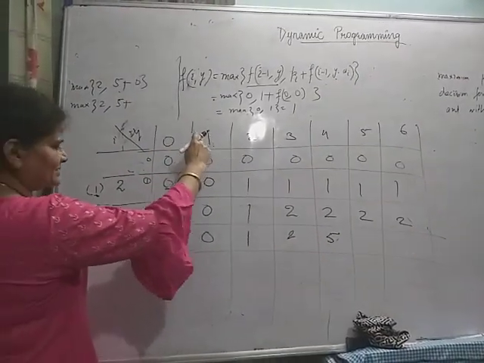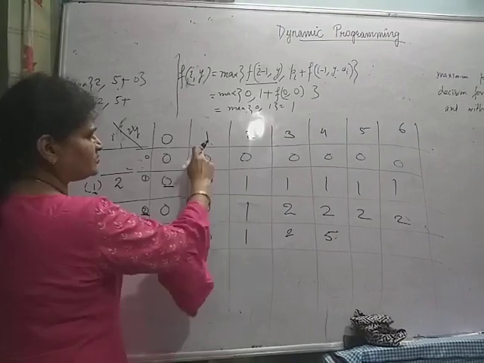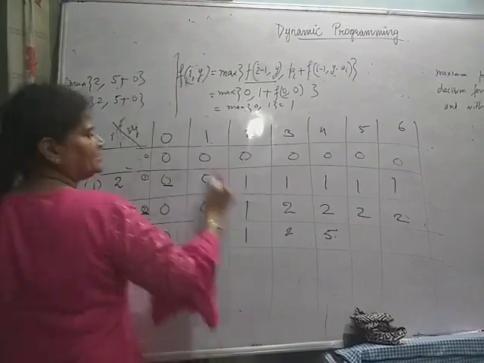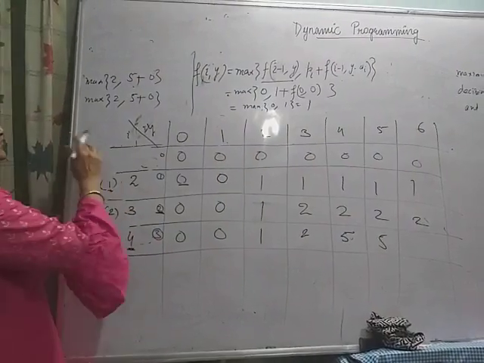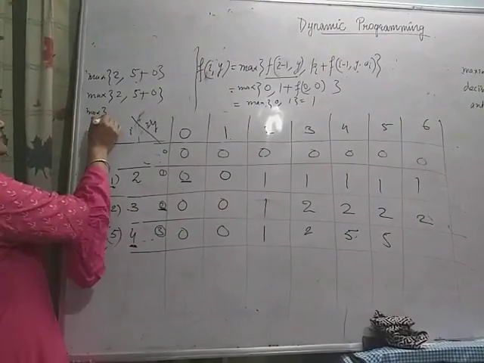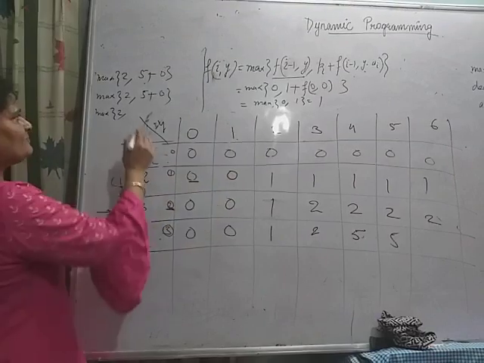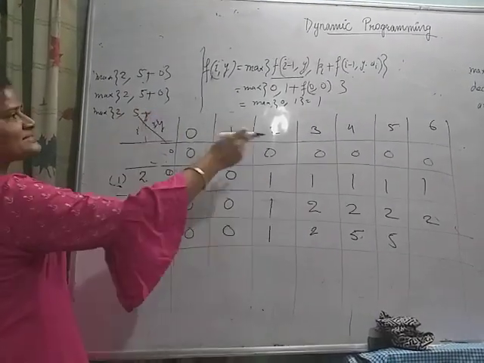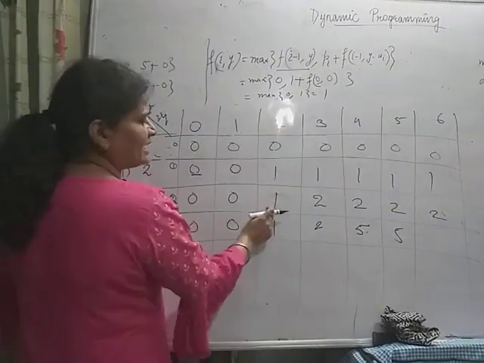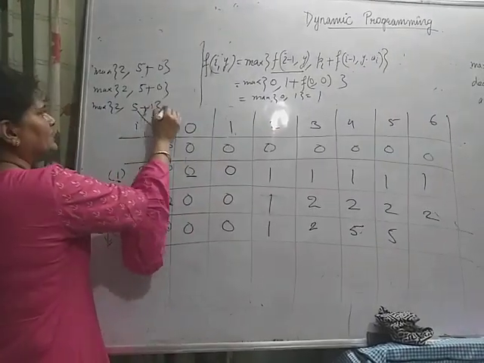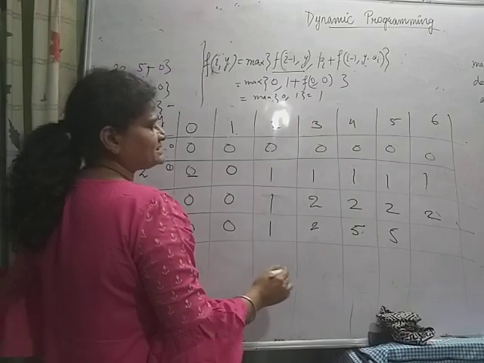In the previous row, the entry at 1 is 0, so again 5. Now 6 is what? The maximum of the previous entry, 2, and 5 plus 6 minus 4. 6 minus 4 is 2, and at 2 there is 1. So here the maximum value is 6.